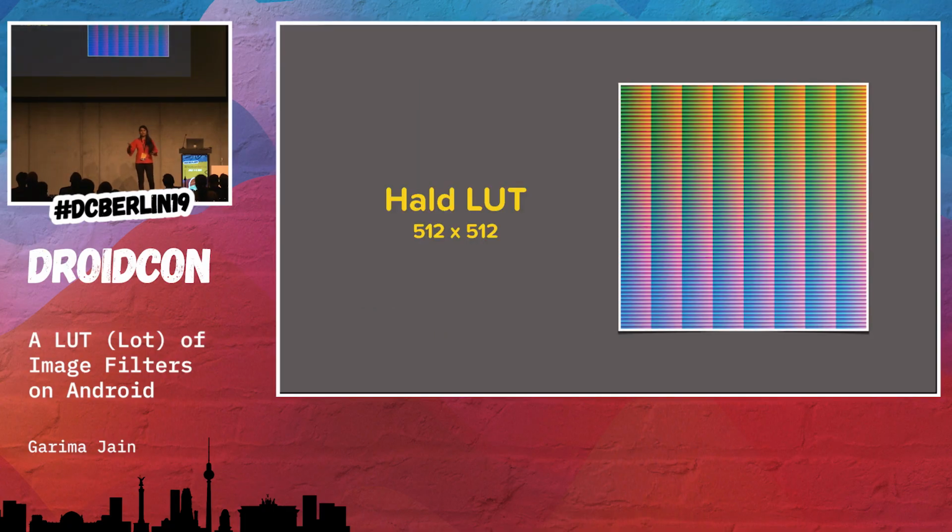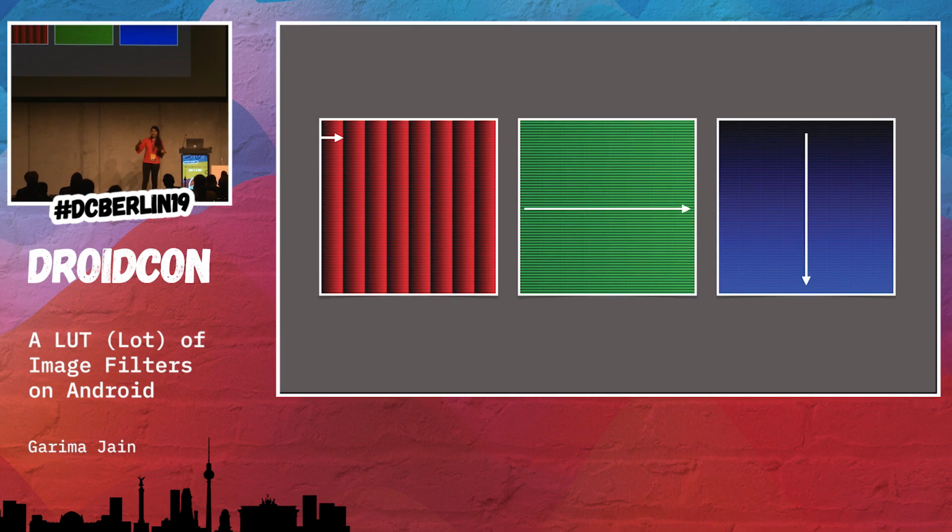This kind of LUT is actually a HALD, H-A-L-D, format LUT. I don't know what that is, but if you look closely again, there is this R, G, and B. Red values are increasing from left to right. Green values are increasing from left to right of the whole image, and blue is increasing from top to bottom. So that is a way to make sense of these LUT images.